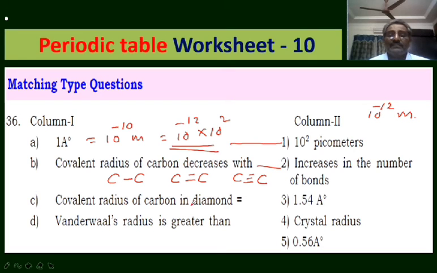The covalent radius of carbon in diamond is 1.54 angstrom units. So, C is to be matched with 3. Van der Waals radius is greater than both crystal radius and covalent radius. Usually crystal radius is less than the covalent radius, which is less than the van der Waals radius. So van der Waals radius is greater than both covalent radius as well as crystal radius. So the correct match is A1, B2, C3 and D4.